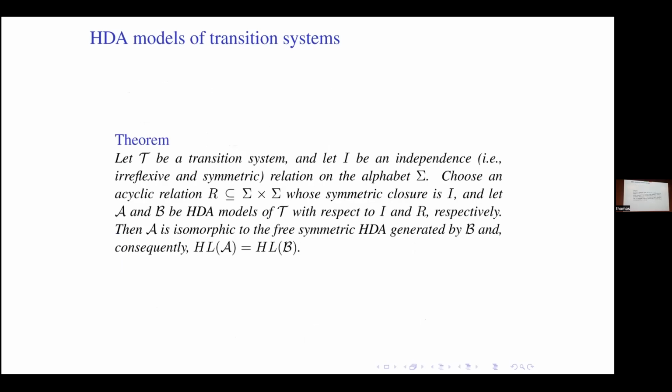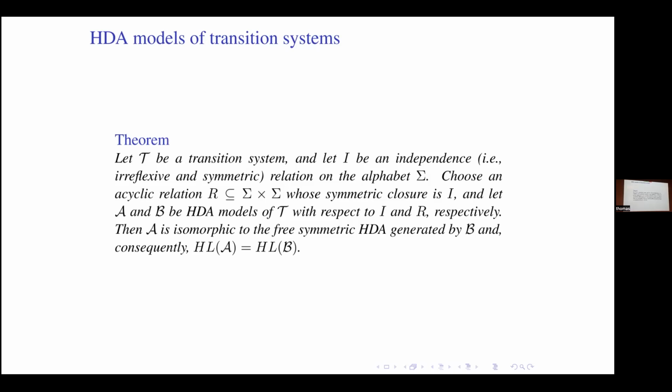Okay, and with respect to the homology language, we have the following results. So if we have a transition system and an independence relation on the set of labels, so an irreflexive and symmetric relation, then it's always possible to choose an acyclic relation whose symmetric closure is that independence relation. So an acyclic relation is simply a relation that, considered as a directed graph, has no cycles. And then, if A is an HDA model of the transition system with respect to the independence relation, and B an HDA model with respect to that acyclic relation, then the theorem says that A is isomorphic to the free symmetric HDA generated by B, and this implies, as we have already seen, that the two HDAs have the same homology language.